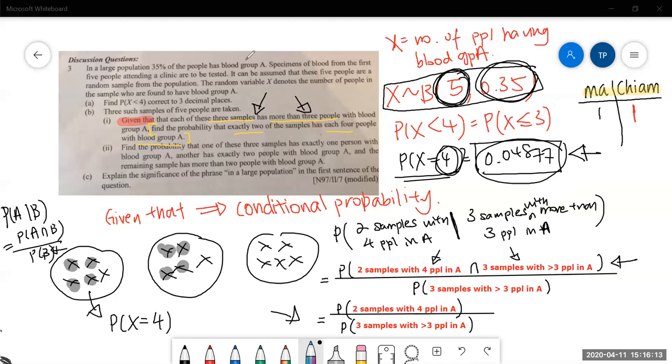Anyway, I'm just going to go through this one question only. I cannot move on to another question really. We can agree on that.